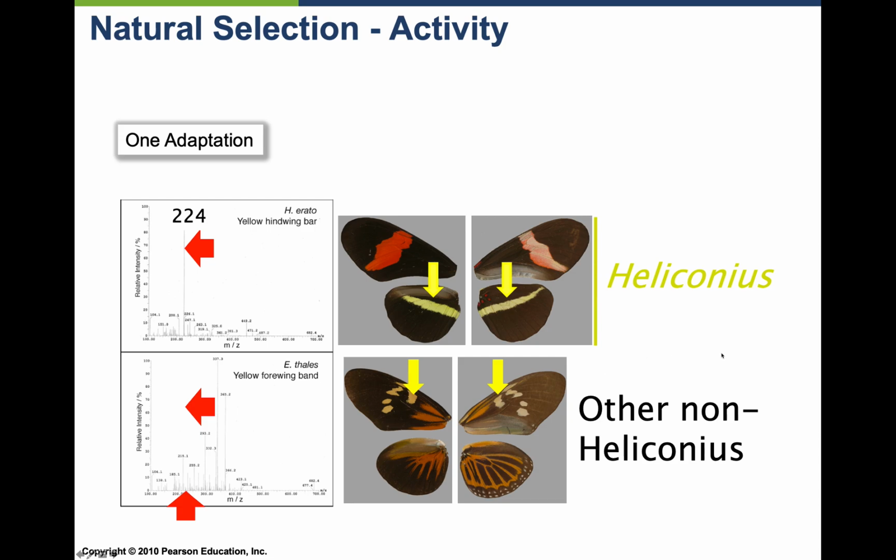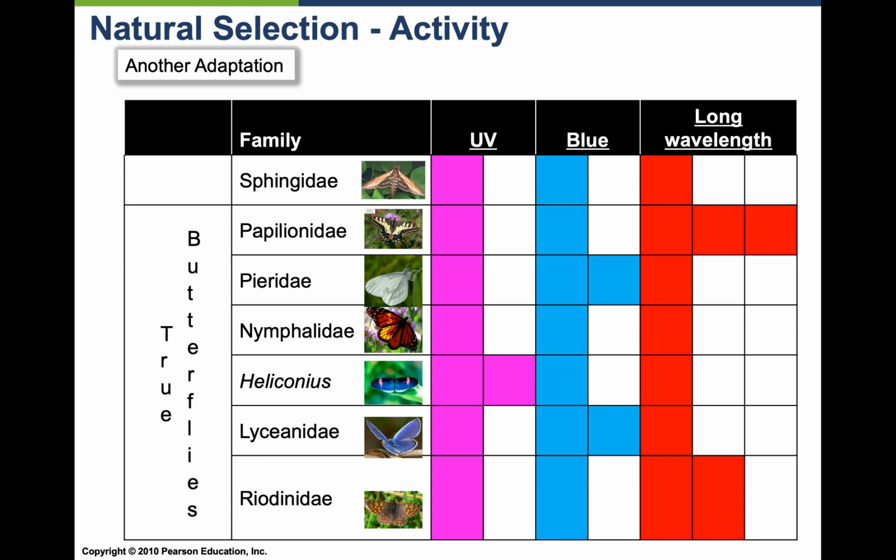So I want you to think about that for a minute in terms of your hypothesis. How do Heliconius tell themselves apart from non-Heliconius, and how do Heliconius tell themselves apart from other Heliconius? Readjust your hypothesis. Okay? All right. I'm going to show you another adaptation.